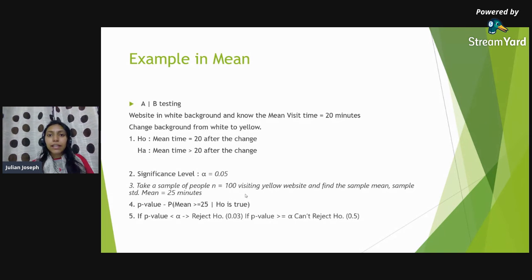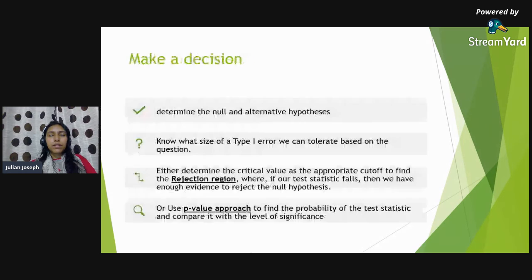And if the p-value is greater than or equal to alpha, we can't reject the null hypothesis. So for example, if your p-value comes up to be 0.03, we end up rejecting the null hypothesis. There is definitely more time being spent on the yellow website. And in the case where the p-value comes to be 0.5, we can't reject it.